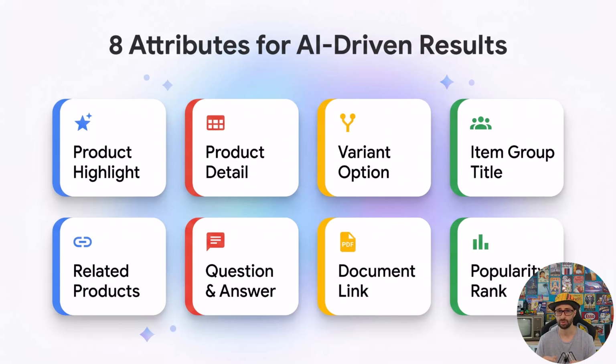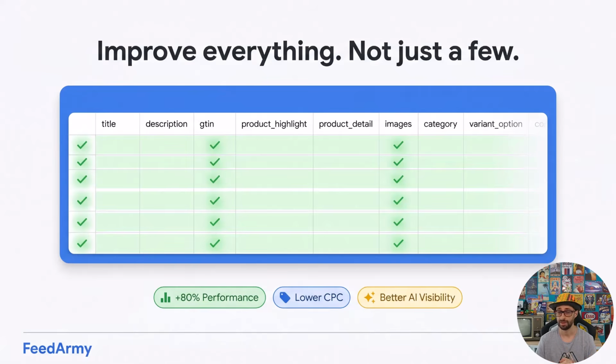Related products tells Google what accessories, required parts, substitutes, and companion products exist in your catalog. Questions and answers, these are pre-written FAQs that fuel conversational AI responses. The document link, the PDF documents are like manuals and guides that Google can use to answer detailed questions. And then popular rank, a 0 to 100 signal that tells Google how well this product sells relative to your inventory. But here's what I want to leave with you, because this is the most important thing in this video.